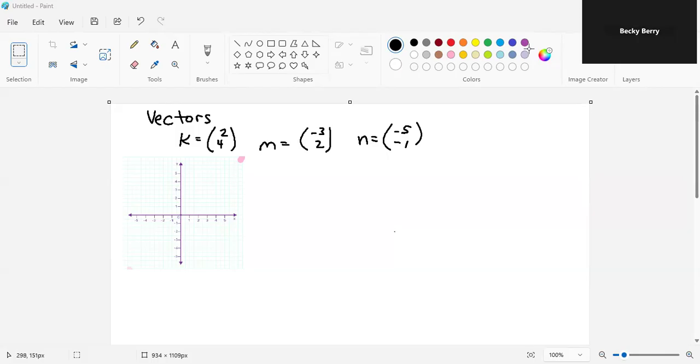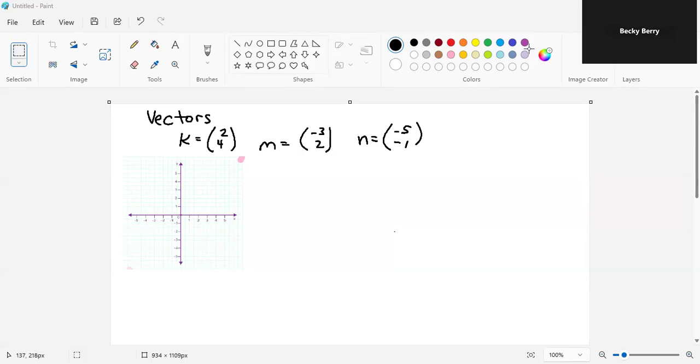So this video is on vectors. Let's say that we have these three column vectors. And remember, a vector is just a direction of an arrow.